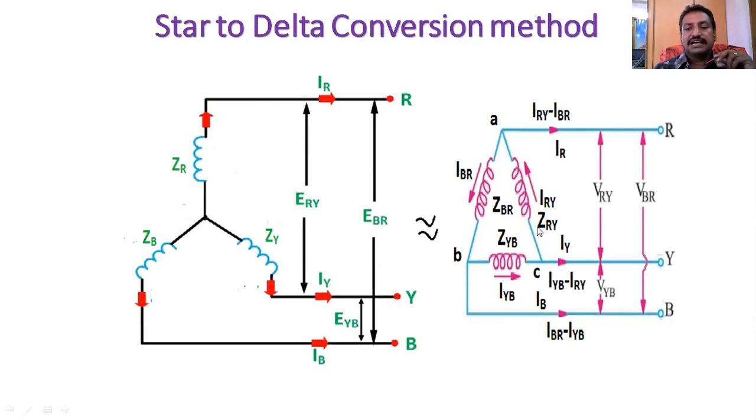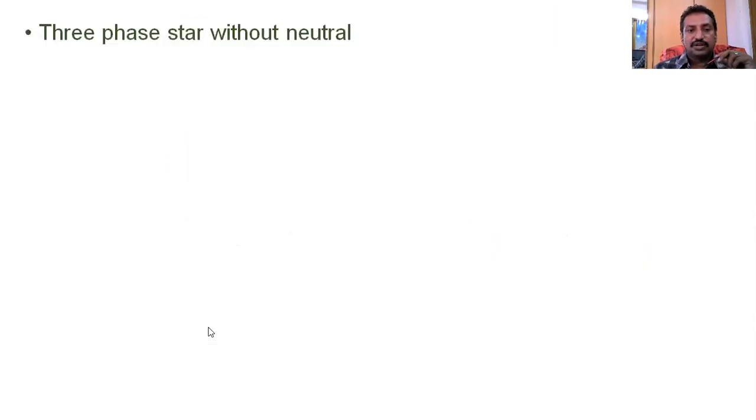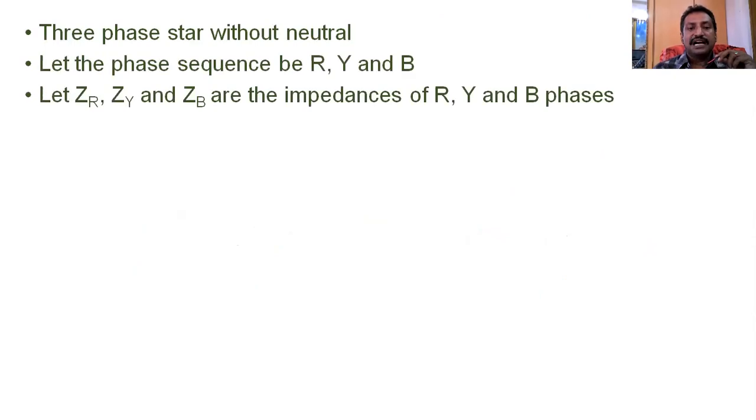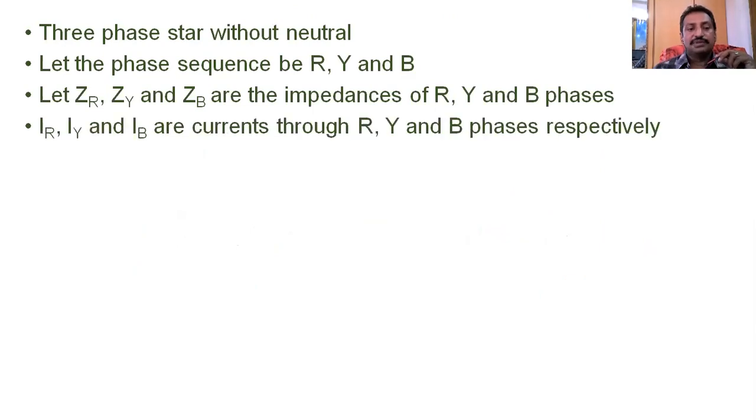For example, ZRY. So we want to get this ZRY. So here these ZR and ZY are connected in series. Therefore ZRY is equal to ZR plus ZY. Similarly, ZBR is equal to ZB plus ZR. We'll see that. What are those? So three-phase star without neutral. Let the phase sequence be RYB. Let ZR, ZY, ZB be the impedances of R, Y and B in case of star, what I am telling.